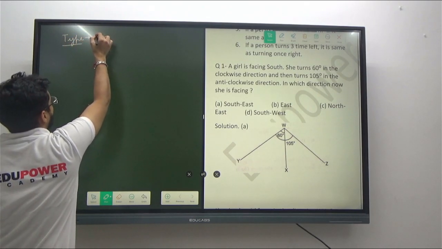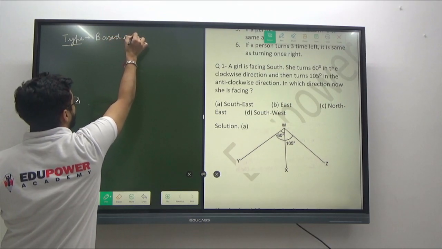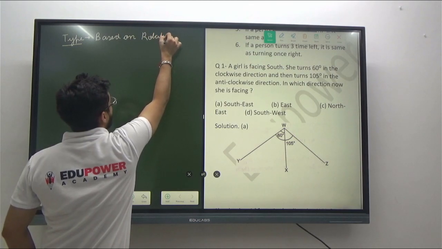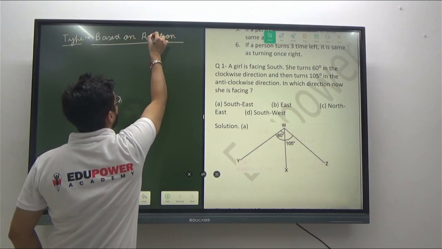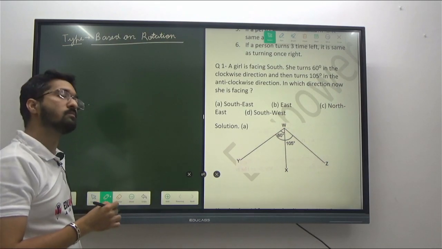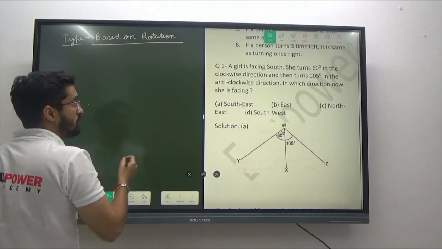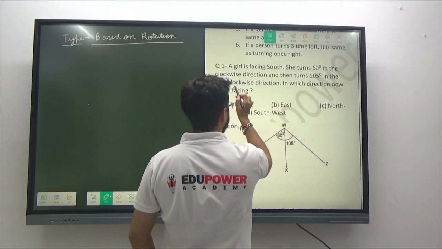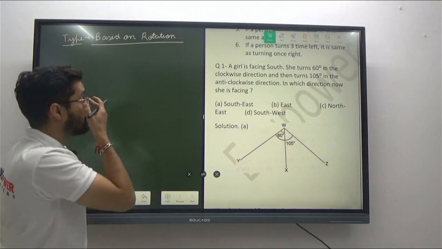Okay, so we will discuss the next type. The type is questions based on rotation. Now, a girl is facing south, she turns 60 degree in the clockwise direction and then turns 105 degree in the anti-clockwise direction. In which direction is she now facing?